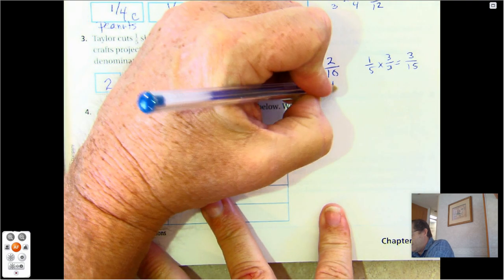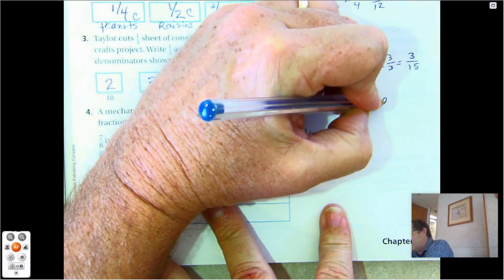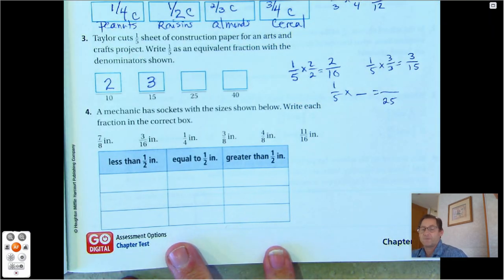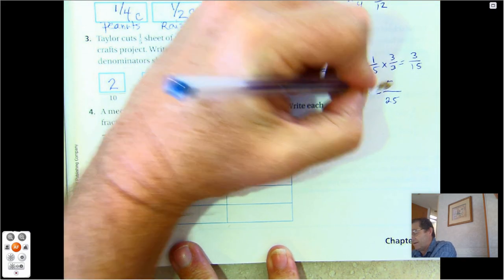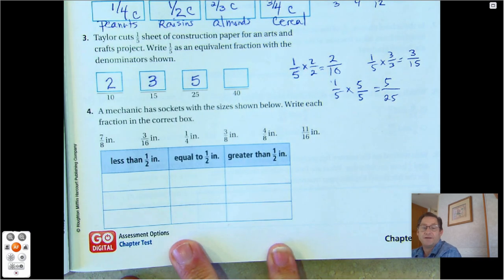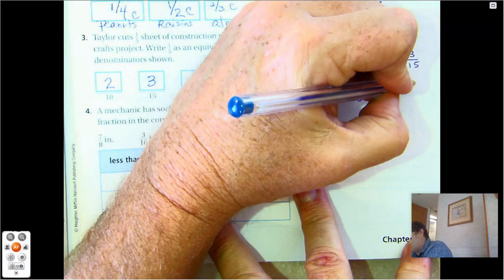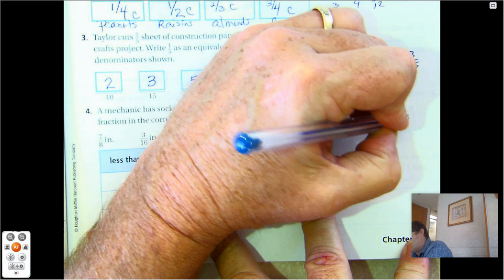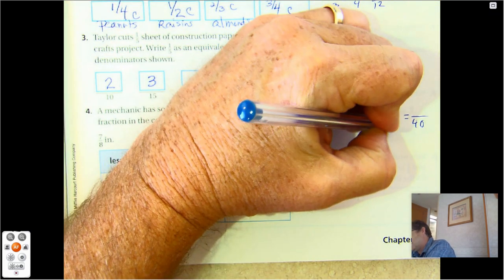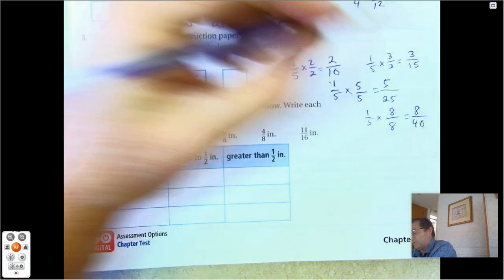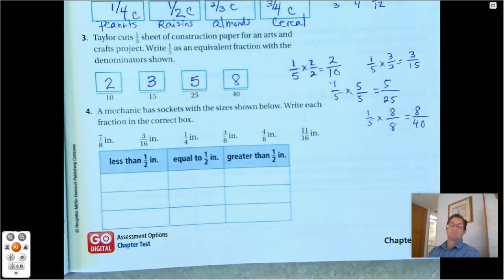And 1/5 times what would give me 25ths? 5. 5 times 5 is 25. 5 times 1 is 5. So 5/25ths. And 1/5 times what gives me 40ths? 5, 10, 15, 20, 25, 30, 35, 40. 8. 8 times 1 is 8, so 8/40ths. Okay, simple enough.